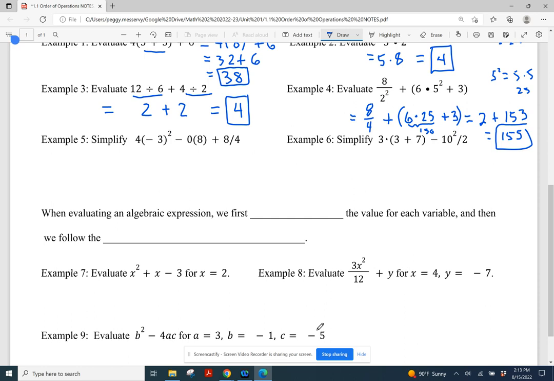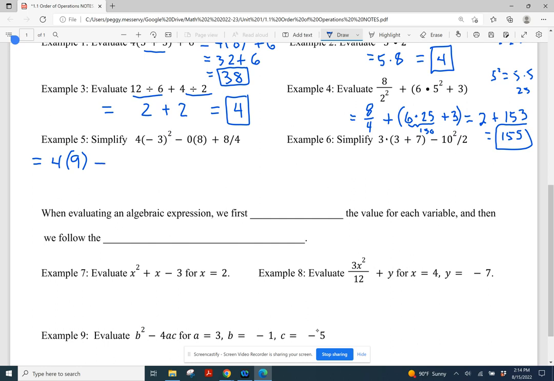Example 5. We're going to do some simplifying here. We've got an exponent that we need to take care of. Now you have to be really careful with this one. Notice these parentheses right here. They're grouping the negative with the 3. So we're not just squaring the 3, we're squaring the negative 3. So we're going to have negative 3 times negative 3. Let's think about that. Negative times negative turns into a positive, and 3 times 3 is 9. So negative 3 squared turns into a 9. Negative 3 times negative 3 is positive 9.